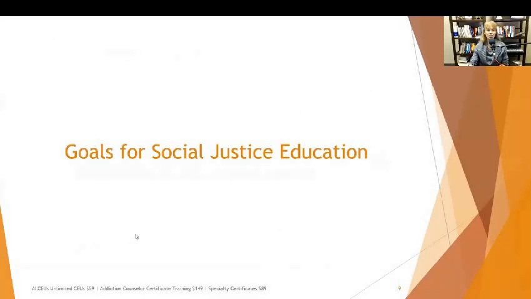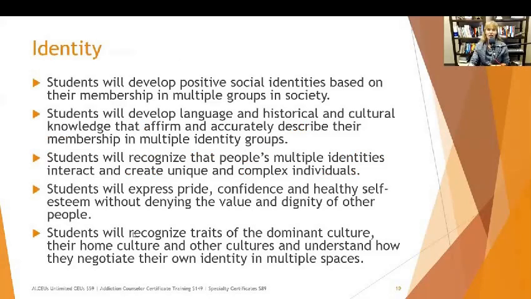So, goals for social justice education. The students, participants, whatever you want to call them, will develop positive social identities based on their membership in multiple groups in society. And we're going to do an activity in a second on that. Students will develop language and historical and cultural knowledge that affirm and accurately describe their membership in multiple identity groups. So they find out about who they are. Now, they may not adhere to every single part of that culture. That doesn't mean they have to.